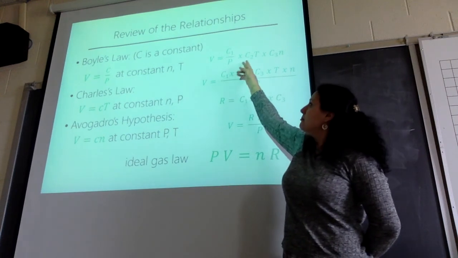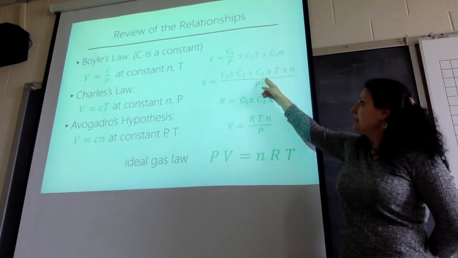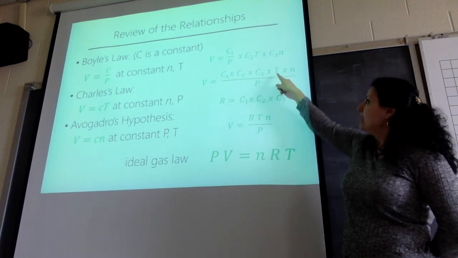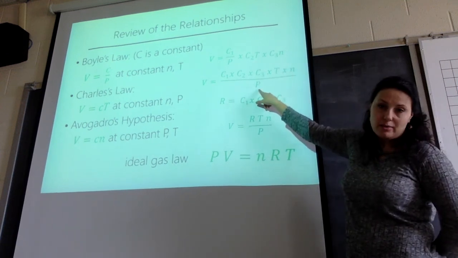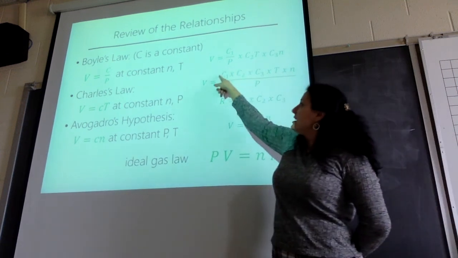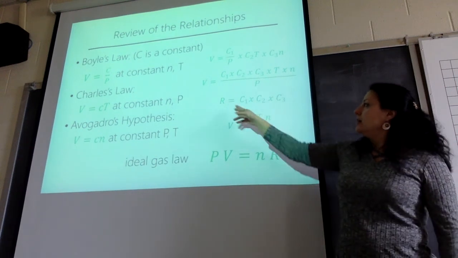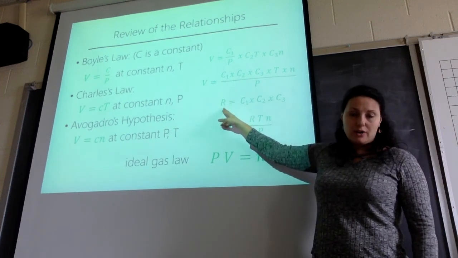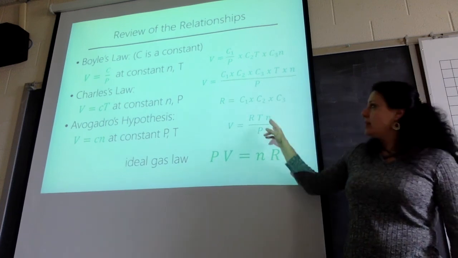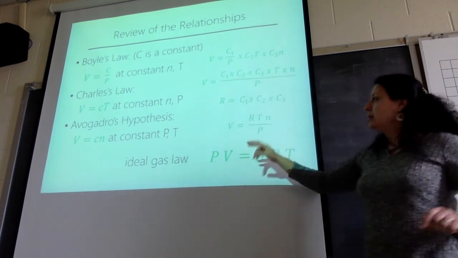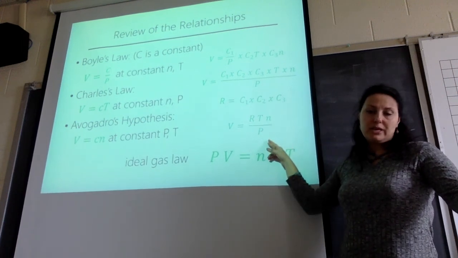And so I can combine all the constants together, C1 times C2 times C3, so I factor them out. What I have left is T for temperature multiplied by N divided by the pressure. So all these constants, I can combine them into one super constant, right? And that turns out to be R. So R is equal to C1 multiplied by C2 multiplied by C3. If I plug R in up here, I get V is equal to R times T times N over P.